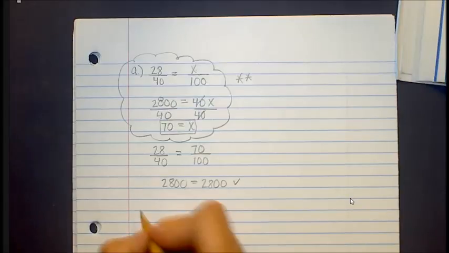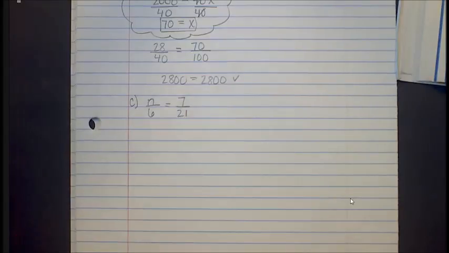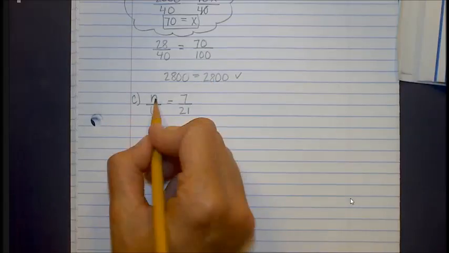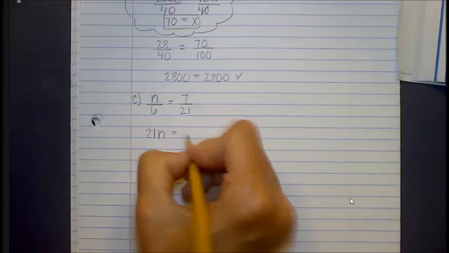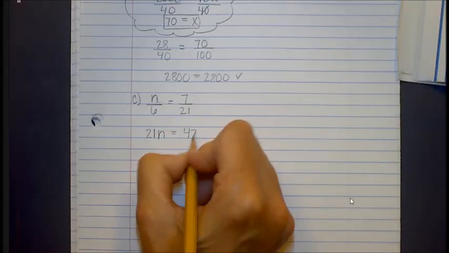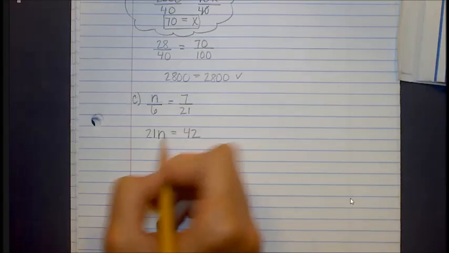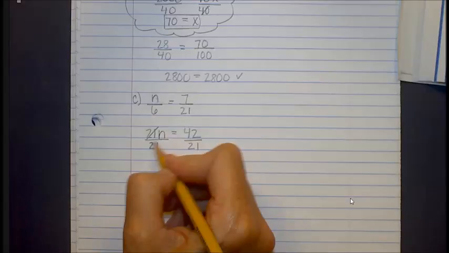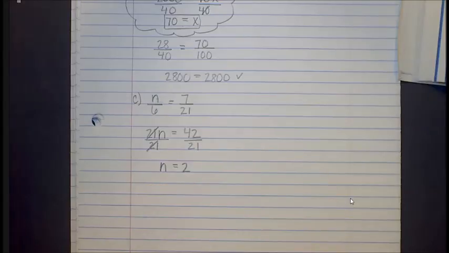Let's do C. So C is n over 6 is equal to 7 over 21. So my cross multiplication, I'm going to do n times 21, and I should do 21n, that looks better, is equal to 6 times 7 is 42, right? So I want to get n by itself. Since n is multiplied by 21, I'm going to divide by 21 to get it to cancel. But I have to divide by 21 on the other side. So I cancel my 21s. It looks like n is going to be equal to 2, right?